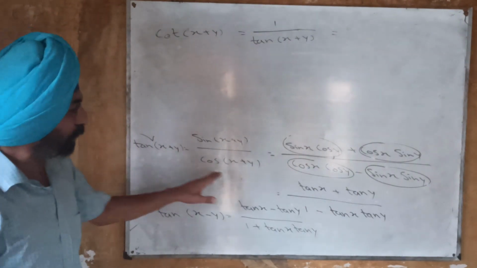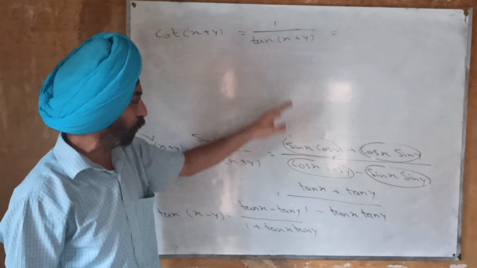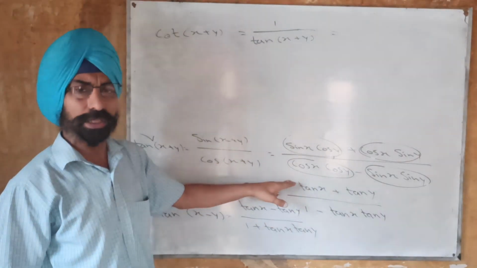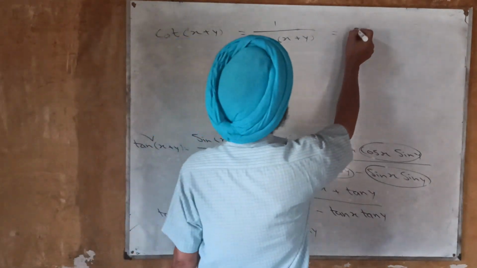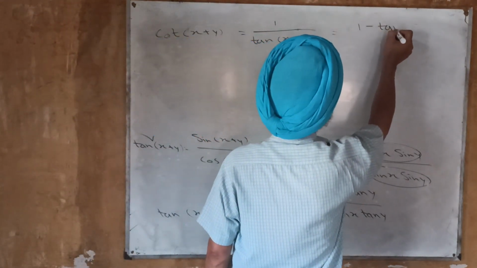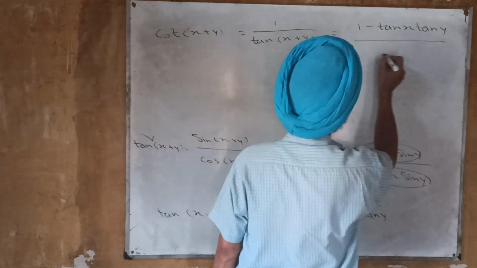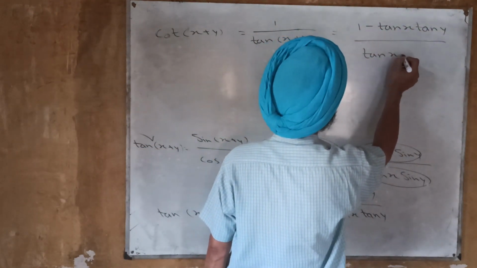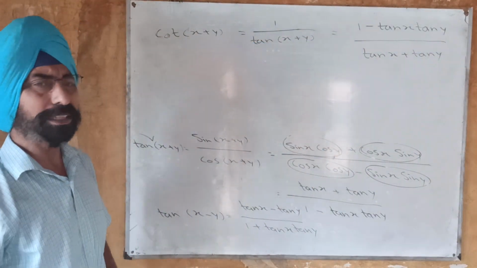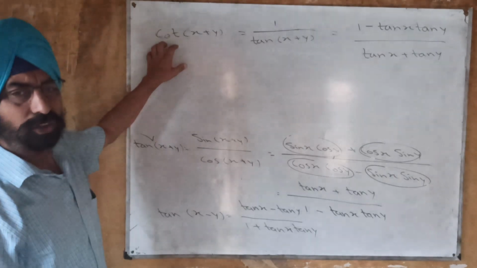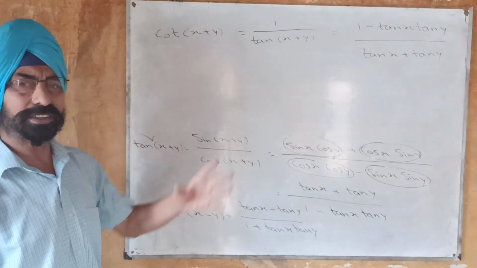Here tan x plus y is here, but what you want now is its reciprocal, so the denominator will go into the numerator and the numerator will go into the denominator. You will get 1 minus tan x tan y upon tan x plus tan y. But the question is that it is in cot, so we need the answer also in the trigonometric function cot.